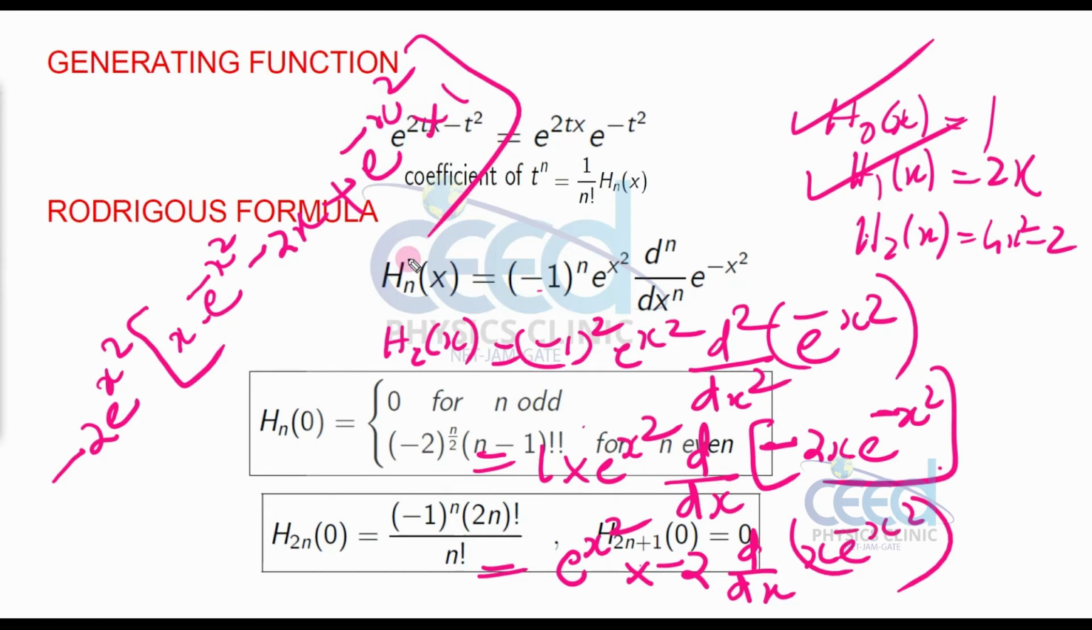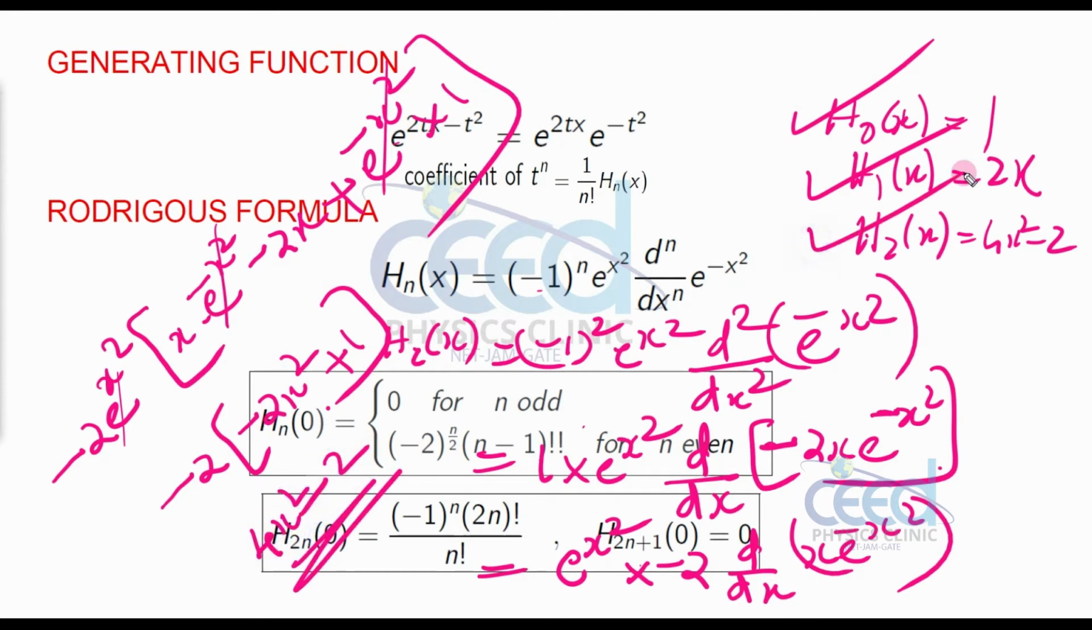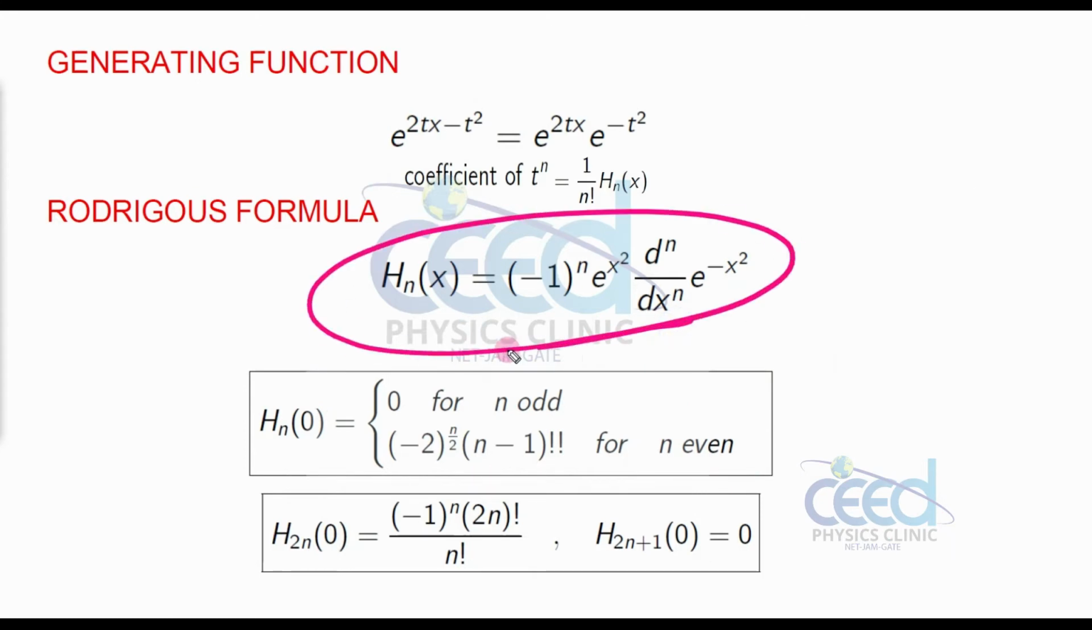Now if I take this e raised to minus x square out, and multiply, all of these will cancel out. Then multiplying here, this will be 4x squared. So let me write this as minus 2 into, minus 2x squared plus 1, right? When I expand the bracket, this will be 4x squared minus 2, right? So this is H2 of x. So we can generally express this Hn of x like this.